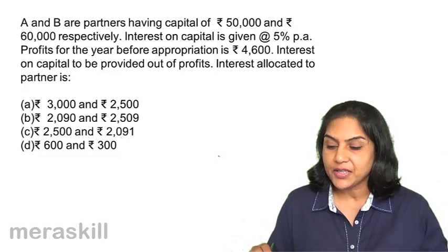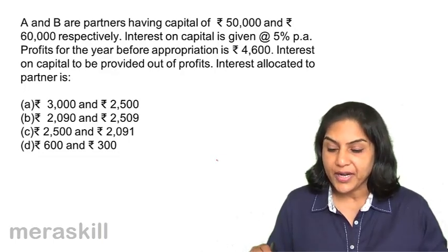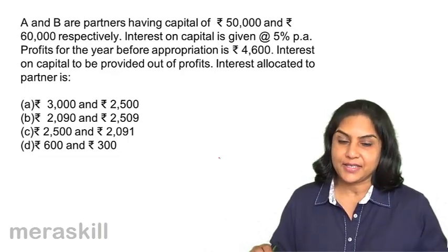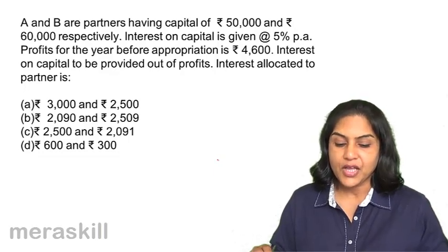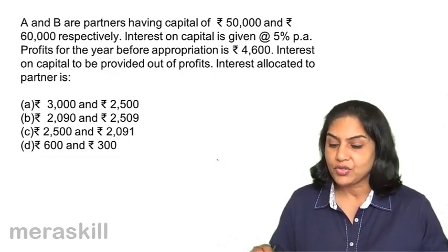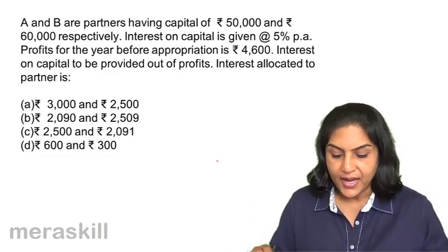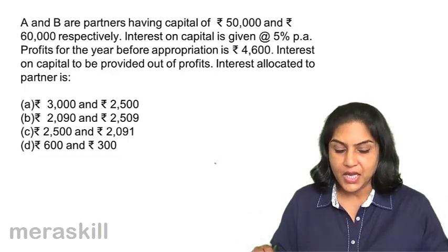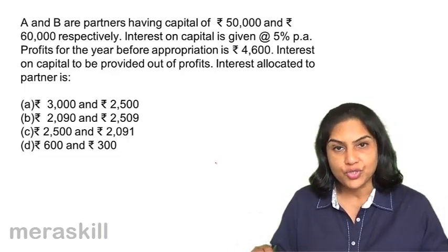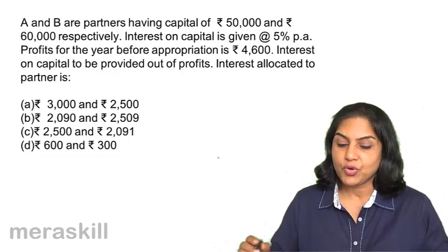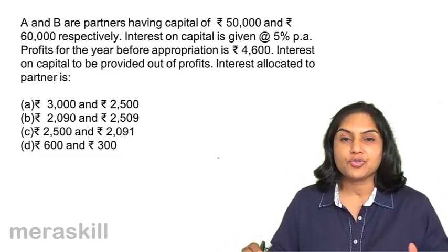Next, A and B are partners having capitals of 50,000 and 60,000 respectively. Interest on capital is given at the rate of 5% per annum. Profits for the year before appropriation is 4,600. Interest on capital to be provided out of profits. Interest allocated to the partner is A 3,000 and 2,500, B 2,090 and 2,509, C 2,500 and 2,091, and D 600 and 300. This is what the interest would be to A and B.